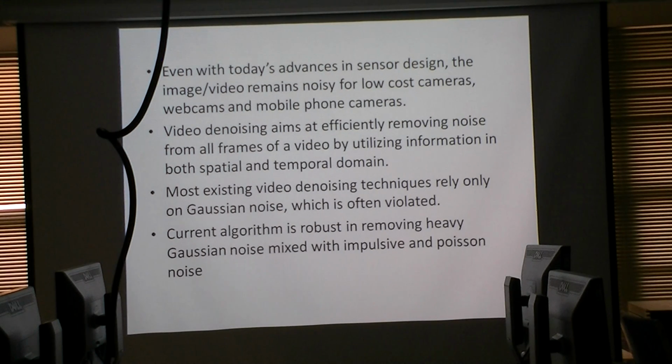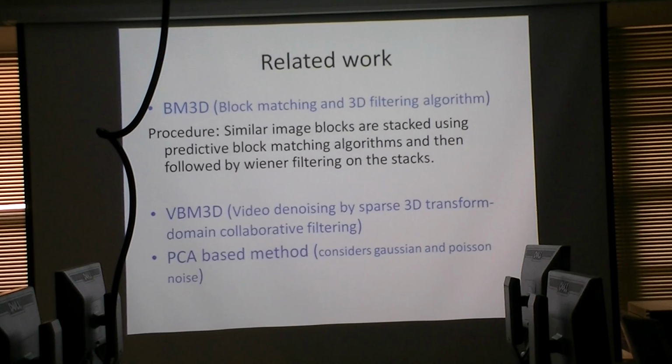Most of the existing video denoising techniques rely on only a single noise. They consider Gaussian noise to be the most affecting part, and they put the techniques into removing the Gaussian noise from the video. The current algorithm which I am going to discuss aims at removing multiple sources of noise, like the real-time noise. In any video denoising technique, if we do not consider the exact noise which is present as the statistical noise, then it cannot be a good technique. So these people try to remove heavy Gaussian noise, impulsive noise and Poisson noise.